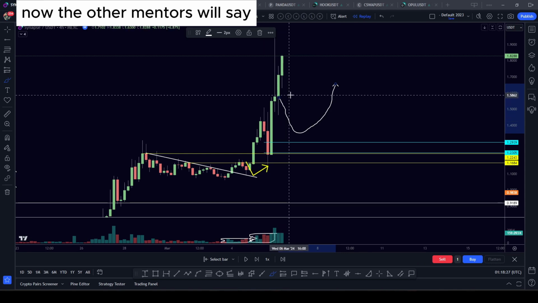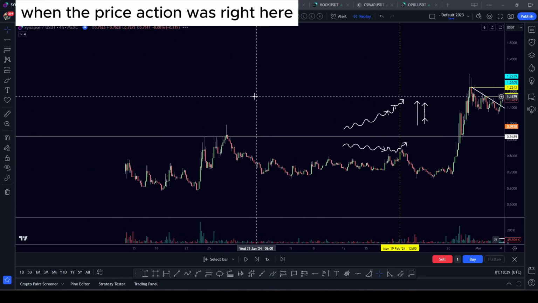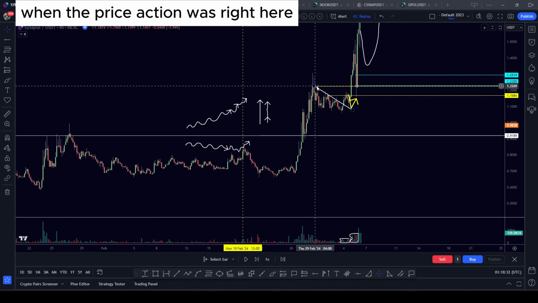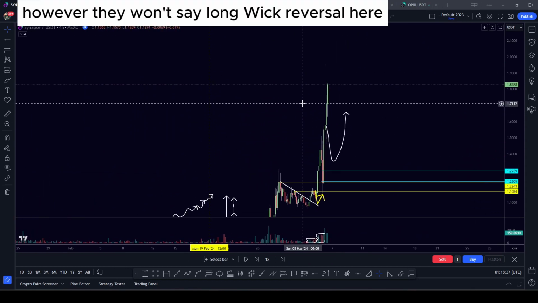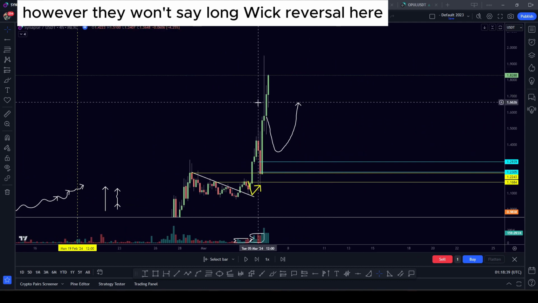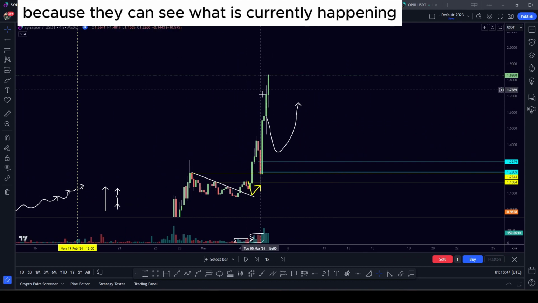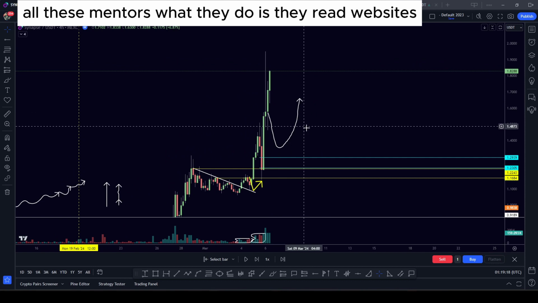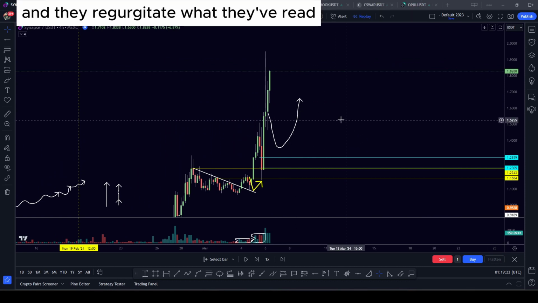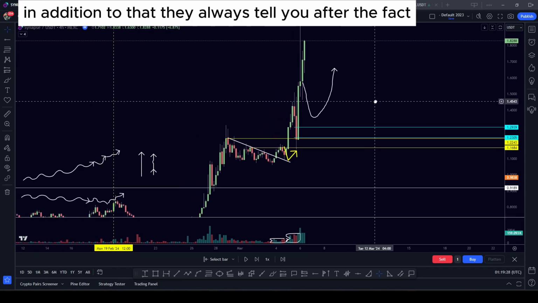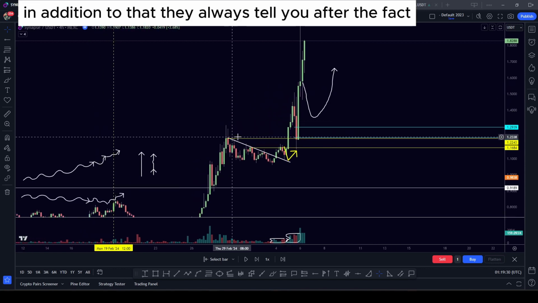Now, the other mentors will say when the price action was right here, long wick reversal, because they can see what happened. However, they won't say long wick reversal here because they can see what is currently happening. All these mentors, what they do is they read websites and they regurgitate what they've read. In addition to that, they always tell you after the fact.